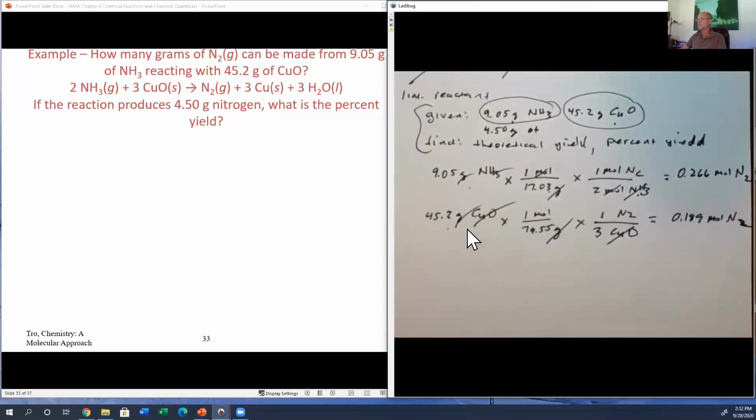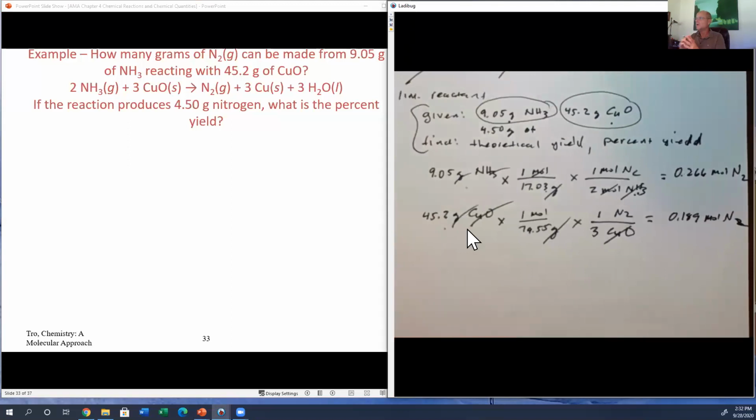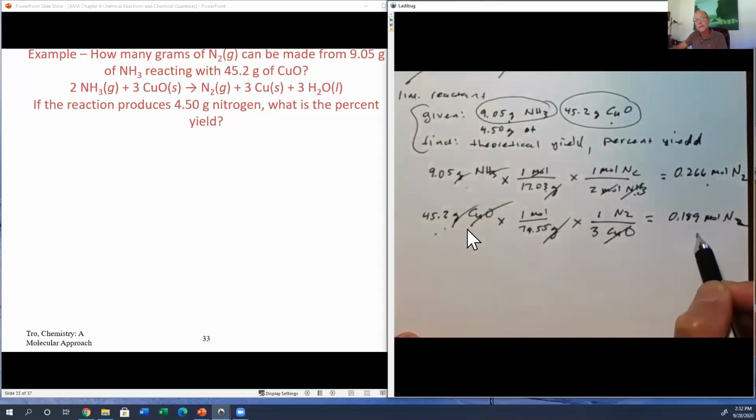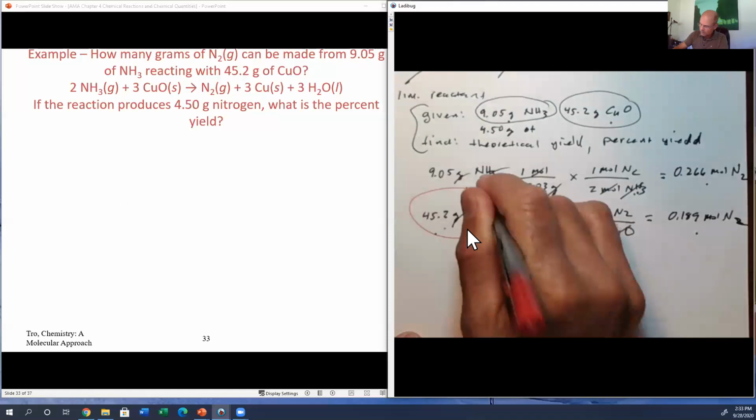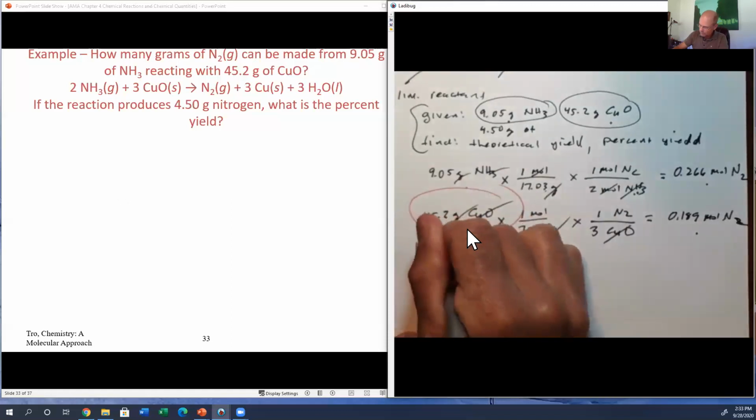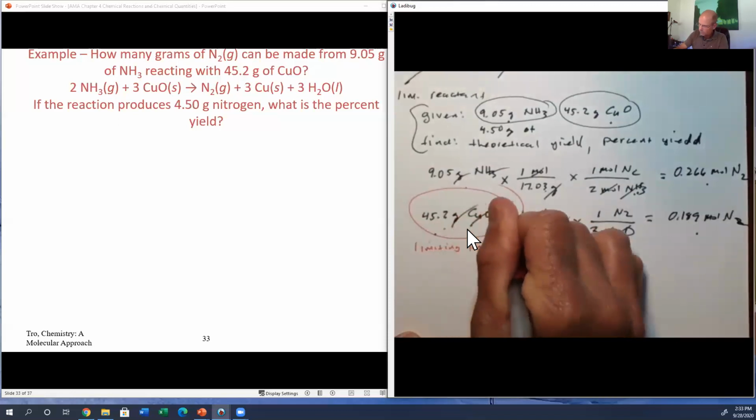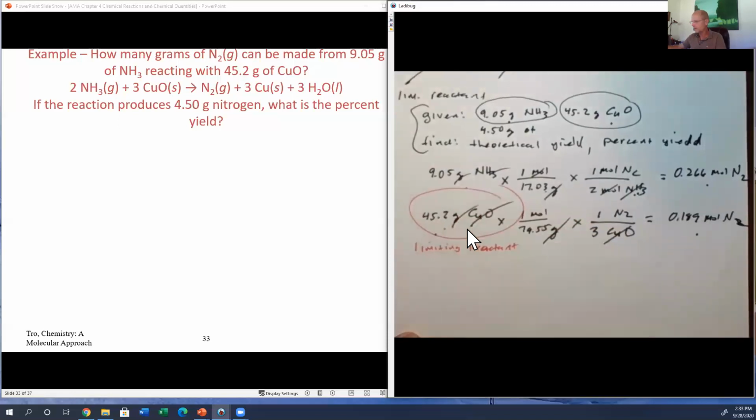Let me move this over a little bit so you can make sure I can see it all. Okay, so notice I have enough ammonia to make 0.266 moles of nitrogen. I have enough copper oxide to make 0.189 moles of nitrogen. So what is my limiting reactant? Copper oxide. Very good, exactly right. So this is my limiting reactant, the 45.2 grams of copper oxide.